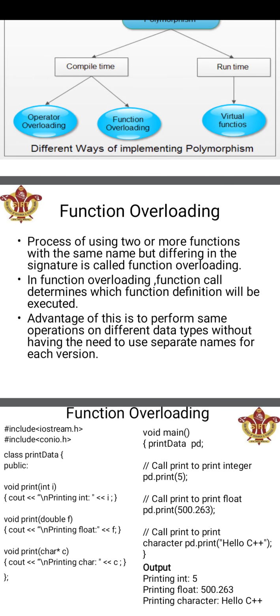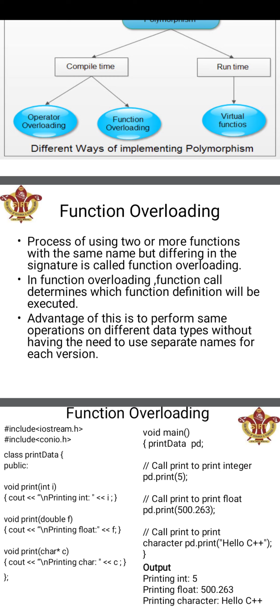The process of using two or more functions with the same name but differing in the signature is called function overloading. Now what do I mean by signature? Signature means I can change the number of arguments which we are passing to the functions, or I can change the data type of the arguments. The return type has no impact on function overloading.